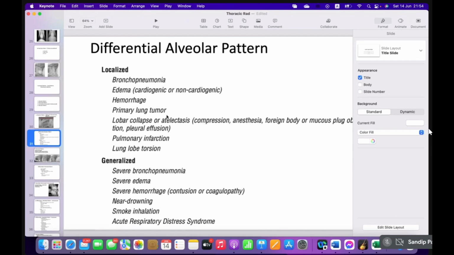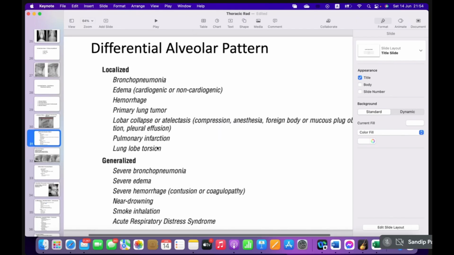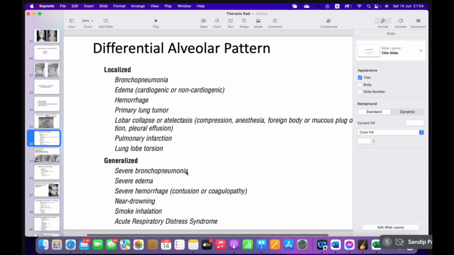In lung tumors also, sometimes there may be a collection of fluid and some lung tissue collapse, which is localized. In generalized cases, there is severe bronchopneumonia, even edema and hemorrhage. In case of drowning also we see that, because the animal gets aspirated, and smoke inhalation and acute respiratory distress syndrome. These are the conditions in which we see an alveolar pattern.